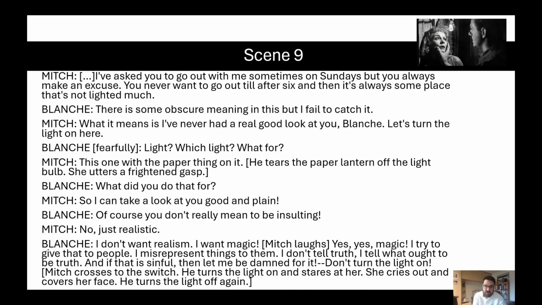Don't turn the light on." Mitch crosses to the switch. He turns the light on and stares at her. She cries out and covers her face. He turns the light off again.